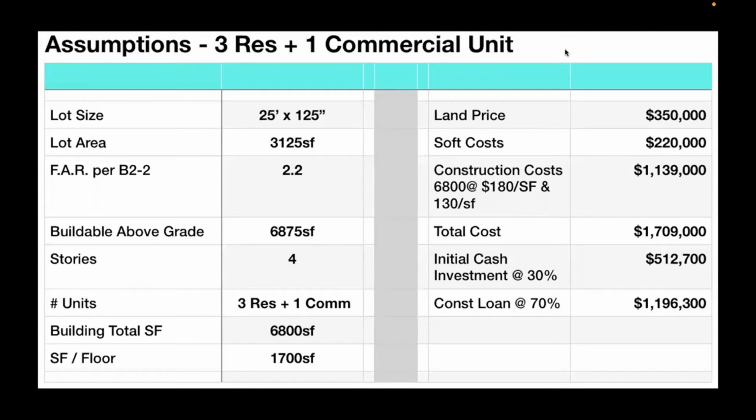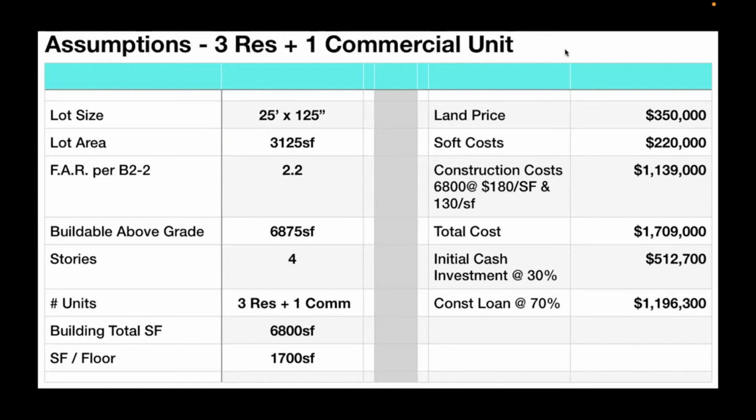So here are the assumptions we're going to work with. We're building a 4-story building on a standard 25 by 125 foot lot. And this one has 3 apartments upstairs and 1 commercial unit on the ground floor. So 3 residential, 1 commercial unit. In this case, our zoning is B2-2, and that's going to allow us to build about 6,800 square feet, which is going to make the apartments about 1,700 square feet per floor. That gives us a nice big 3-bedroom unit, and those are in big demand right now. And then it's got a smaller commercial unit on the ground floor.